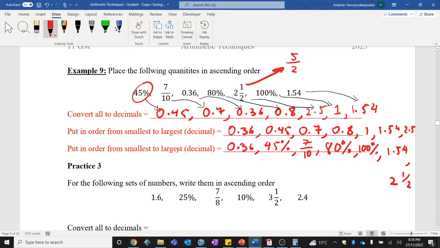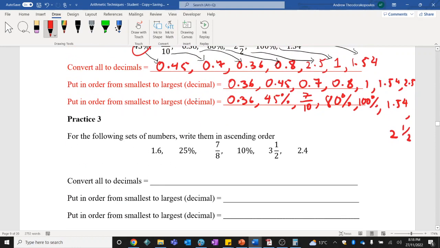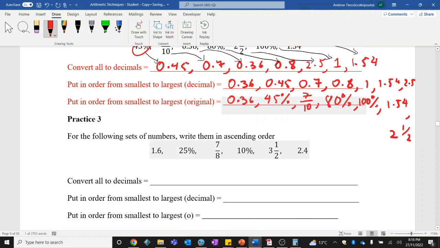So the exact same thing is what I want you guys to do here. Maybe in your notes you can change this to original. Okay, because that's what we just did.